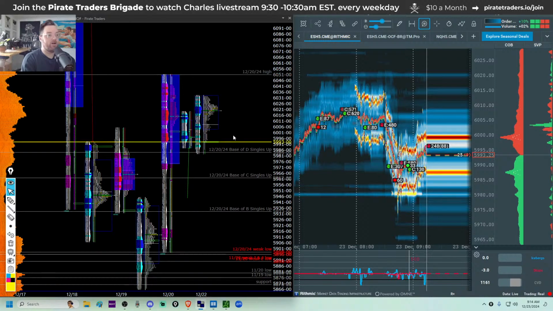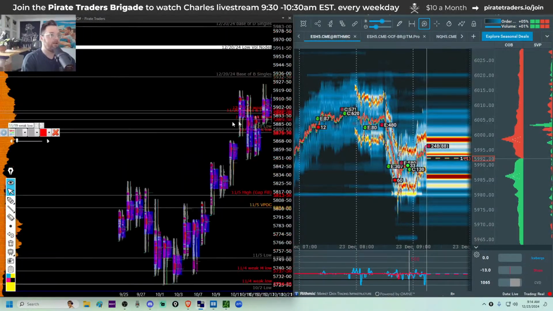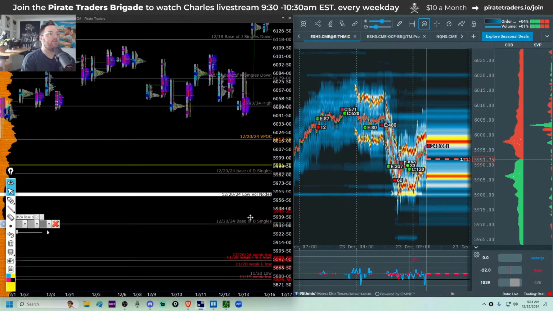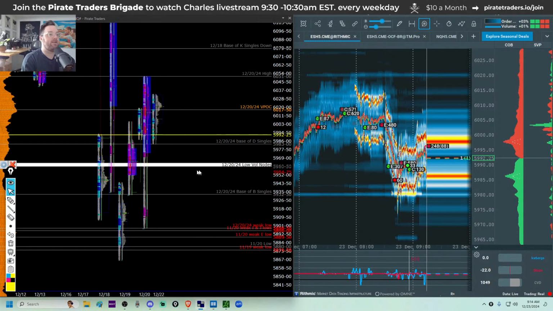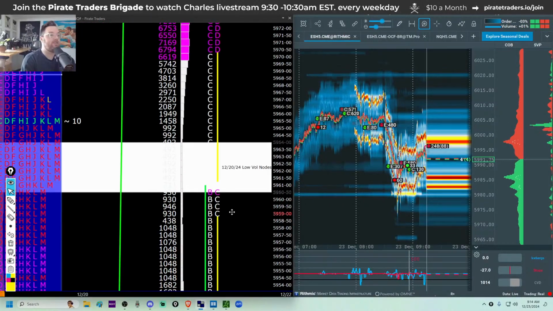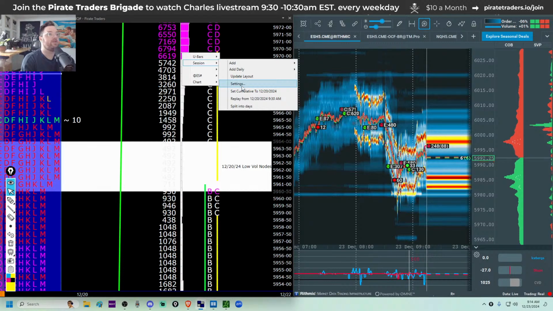I also wanted to make note of one final thing. Let me zoom out here. So on Friday of last week, the market left behind something that is incredibly rare. I was talking about it live as it was happening. This is probably the third time ever I've seen this happen. The market left behind low volume nodes. Let me just update my data here.